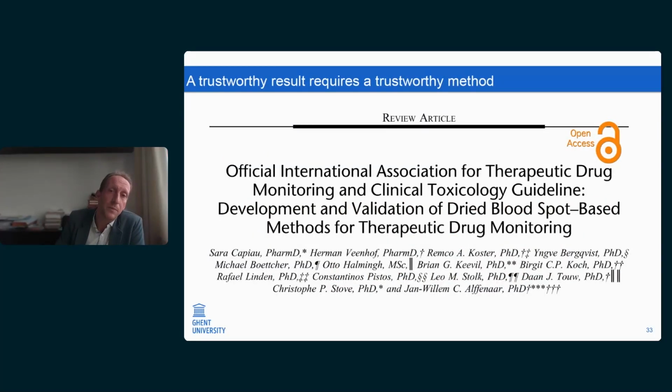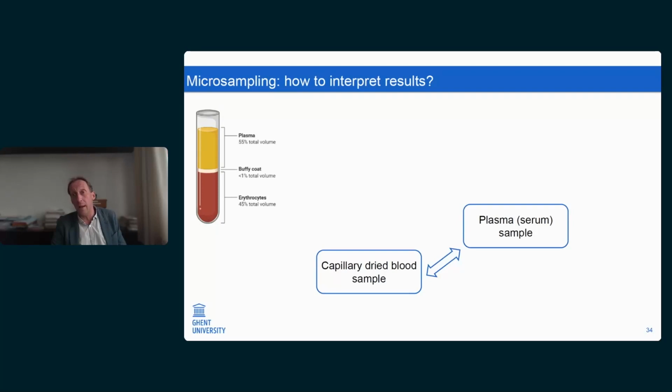To help move the field forward, we and others have worked on a guideline that provides some guidance on how to establish a robust methodology, because that's actually what's really important, having a robust methodology so you can really rely on the results. Importantly, also how to interpret the results.